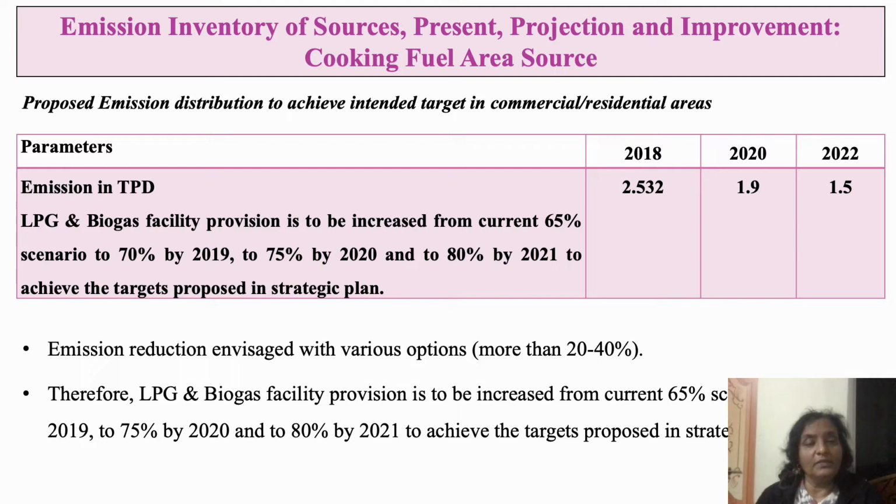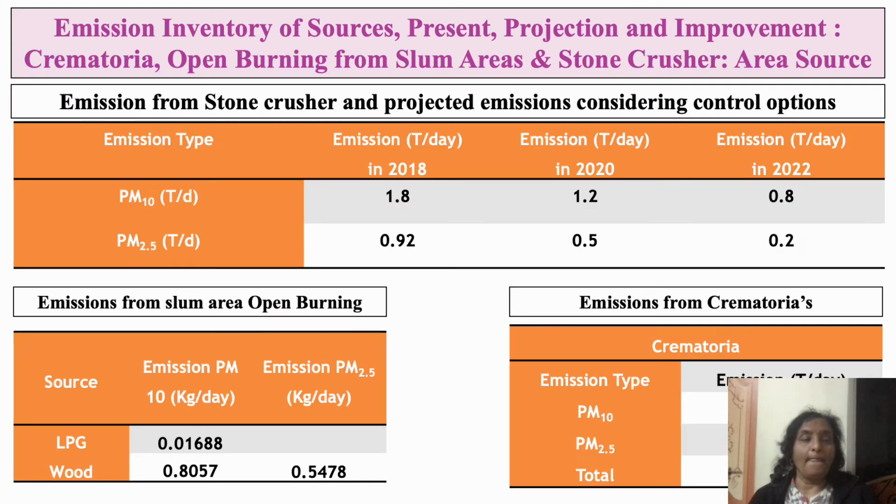by providing LPG and biogas, like 70% by 2019, 75% by 2020 and 80% by 2021 to the targeted population. This is the baseline of 2018 that I am talking about. So the inclusion and the penetration of Ujjwala Yojana has also largely benefited this area.